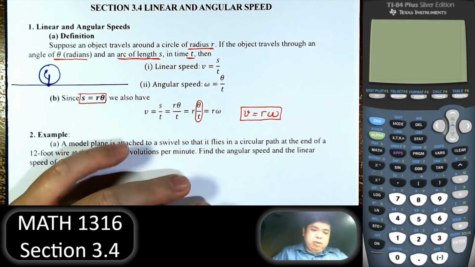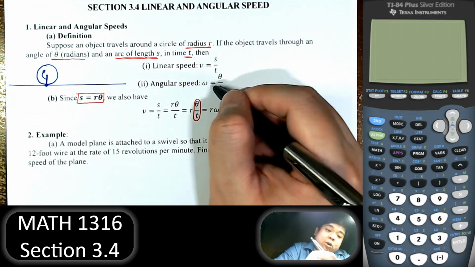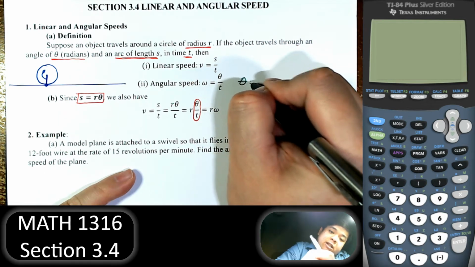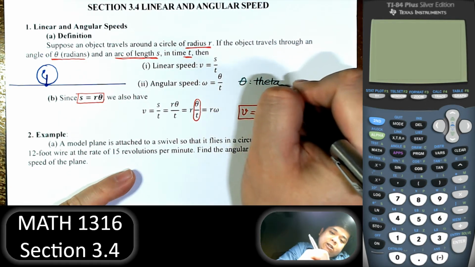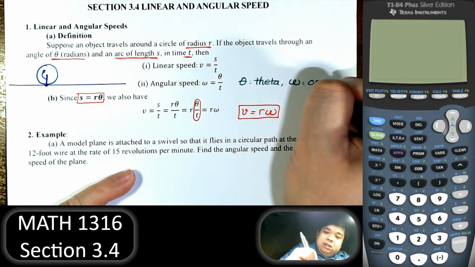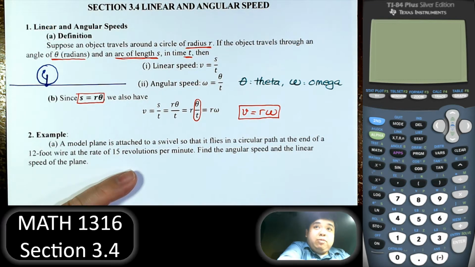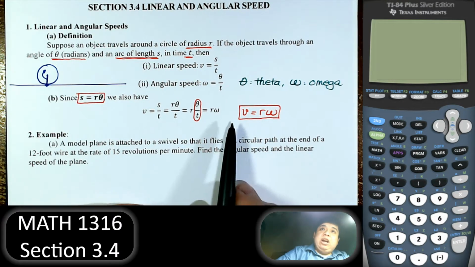So the linear speed v, s, and t, so on, use the English letters. The angular speed we have theta, and this is not a w, this is omega, a Greek letter. So for angular speed we use the Greek letters in the formula, and for the linear speed we use the English or the Latin letters, right? And the relation between them is this.